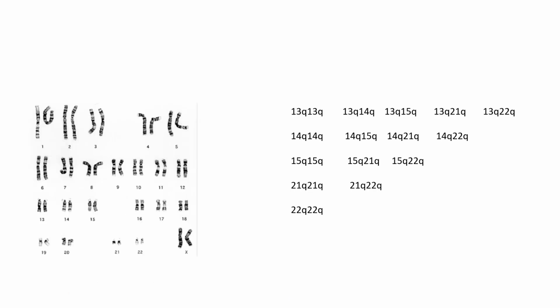Shown here on the right are the various potential Robertsonian translocations that can happen. However, not all of them are encountered, partly because of the nature of the sequences on the short arm that does not allow for the whole arm translocations to occur in all combinations.